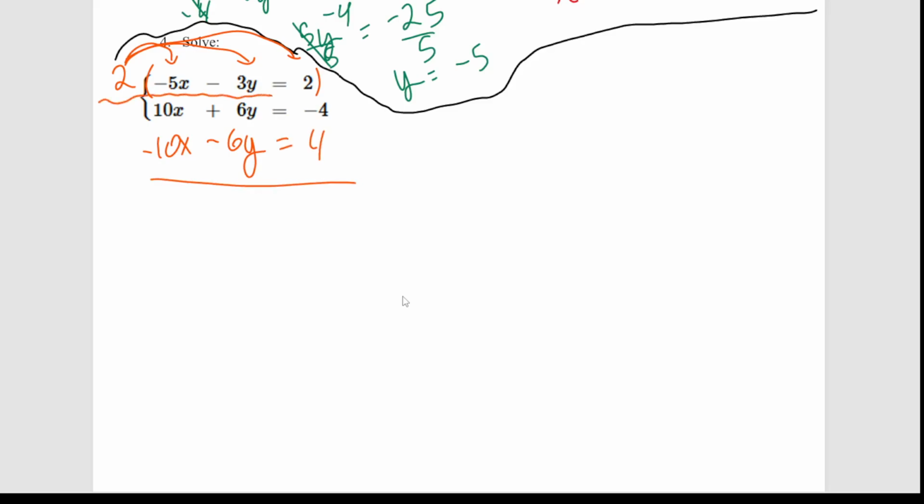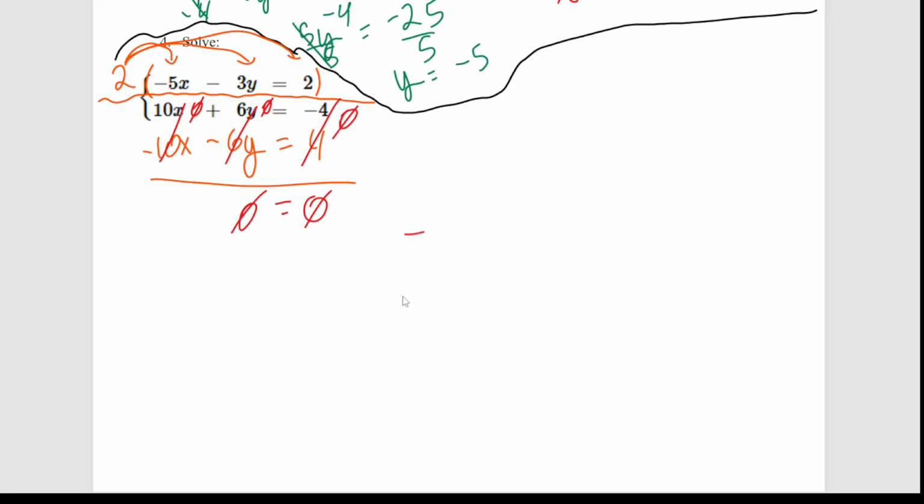And then when I add these two equations straight down, then I'm in a special case scenario, because negative 10x plus 10x makes 0. 6y minus 6y makes 0. Negative 4 plus 4 also makes 0. So I'm left with 0 equals 0.